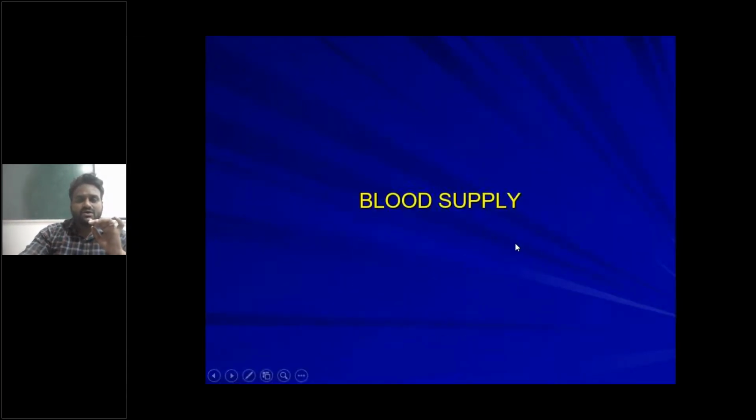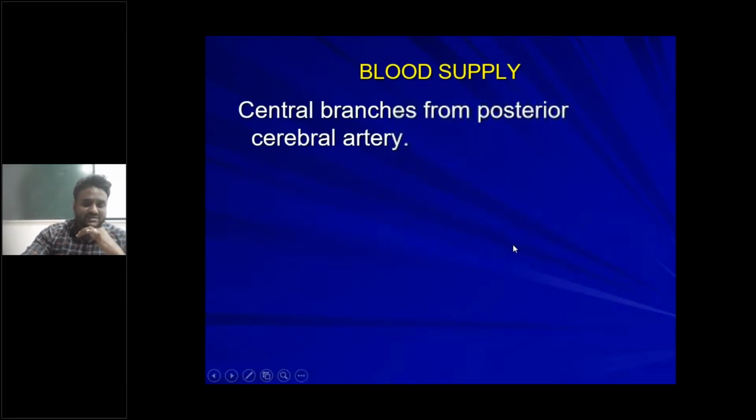Okay. Now we come to the blood supply of the thalamus. So what is the blood supply of the thalamus? Already you studied the blood supply of the brain. So from which arteries is the thalamus supplied?